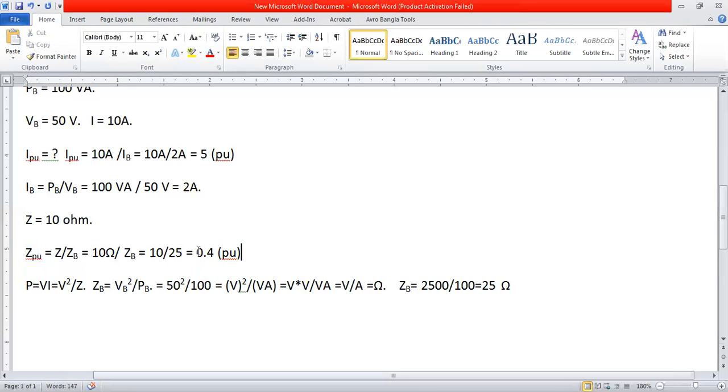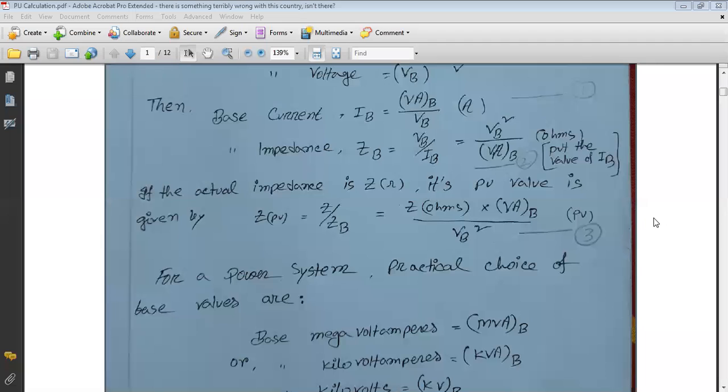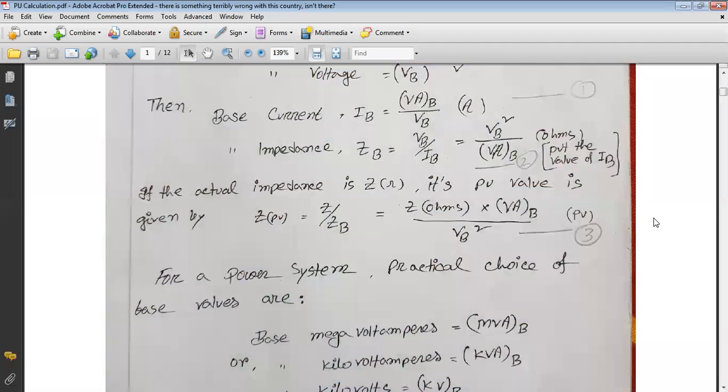And how we can calculate this value? So this is the solution procedure. By using this procedure, we can find out the per unit value of impedance. By seeing this example, I believe that the conception of per unit calculation is now clear.